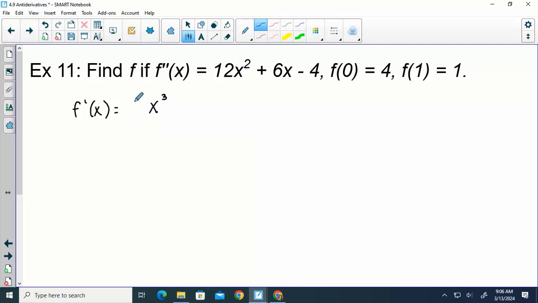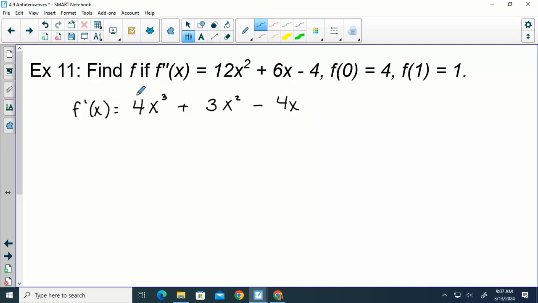Do I need to write like 12 times 1/3, or can I go ahead and just put 4? Is that okay? Okay, so this, if I add 1, it would take me to a square, so I have to multiply by a half. 6 times 1/2 is 3. Minus the antiderivative of 4 would be 4x.